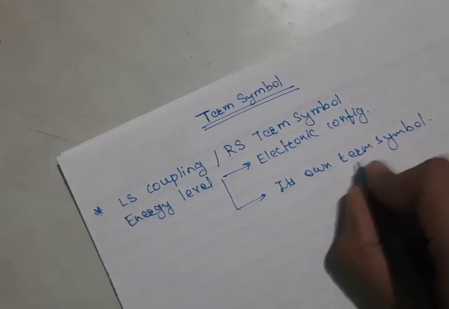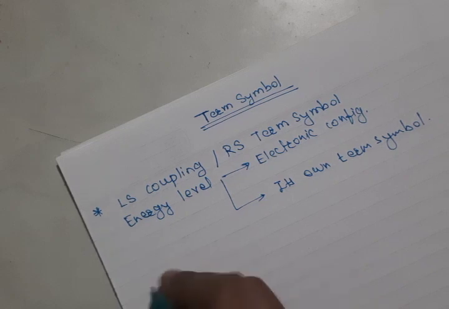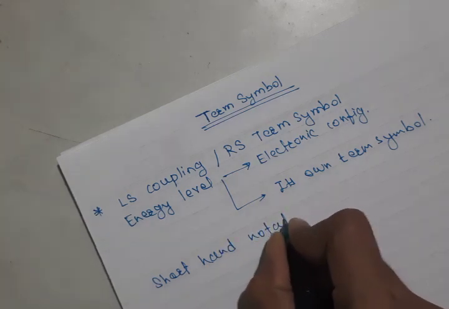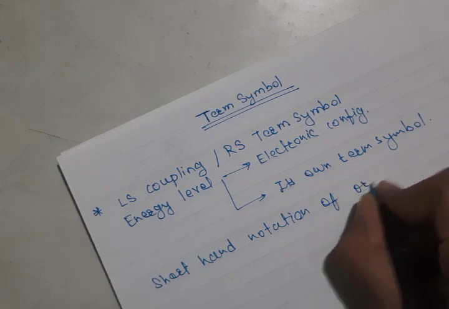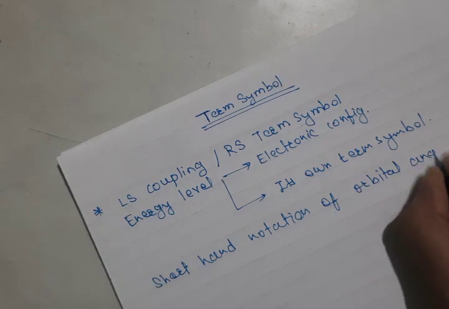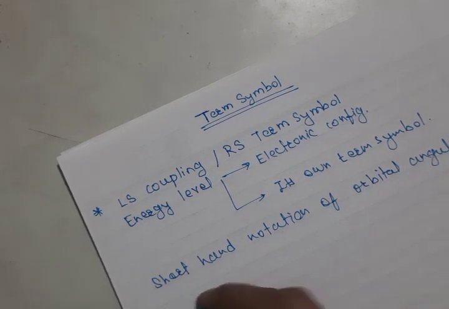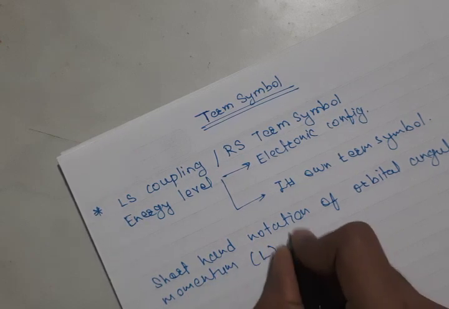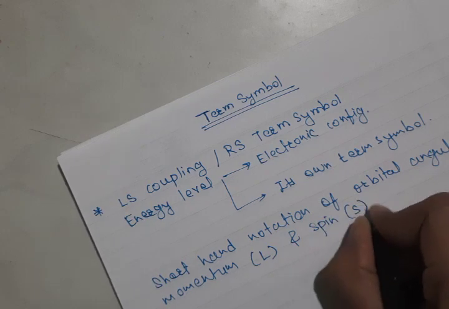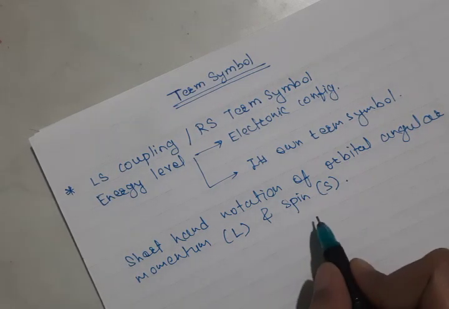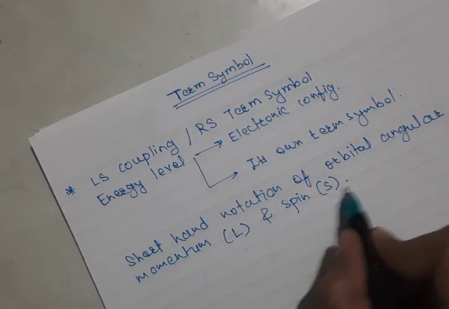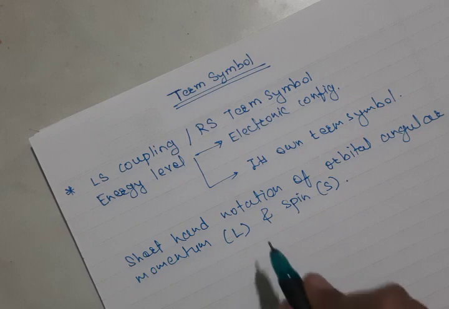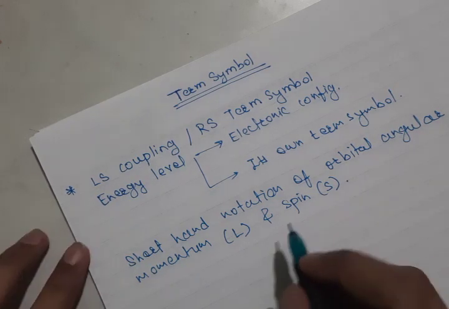Because the term symbol is a shorthand notation of the orbital angular momentum, which is denoted by L, and the spin, which is denoted by S. So to explain the energy level of an atom, these two quantum numbers are very good quantum numbers and their coupling is significant to explain the energy level of an atom. So how to represent this term symbol?